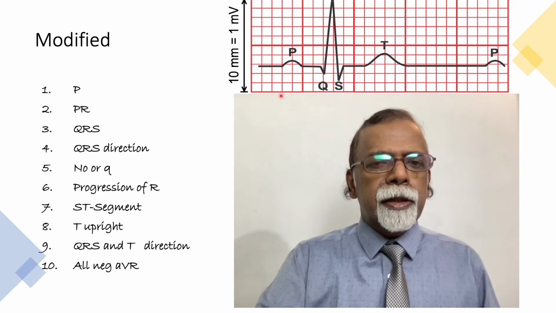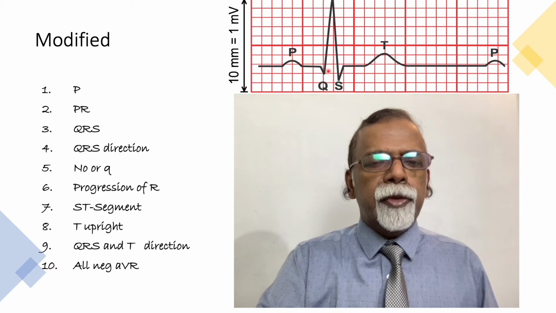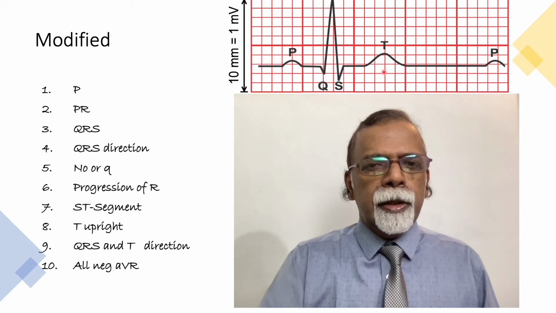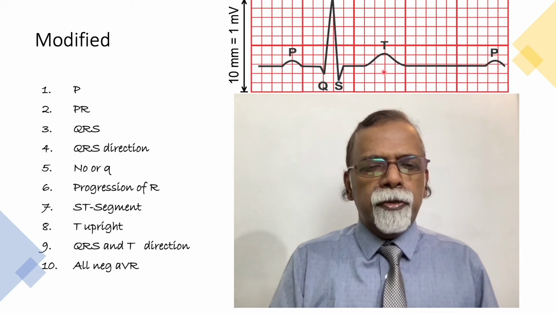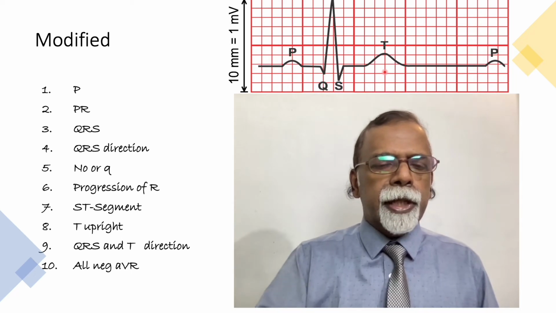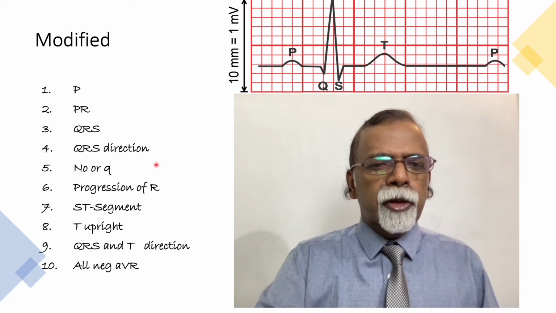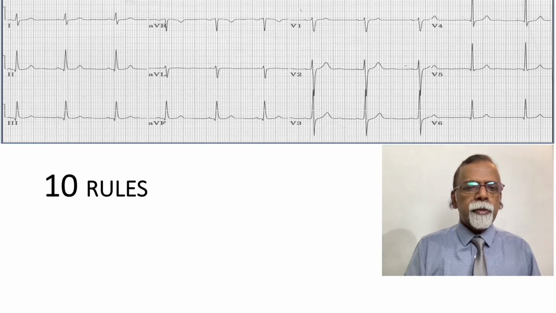I have started the rules first with the P wave, then with the PR interval, then the QRS complex, then about the Q wave, progression of the R wave, the ST segment, the relation of the T wave with the QRS complex, and the appearance of the waves in AVR. That is how I have made the modification. Let us go one by one.